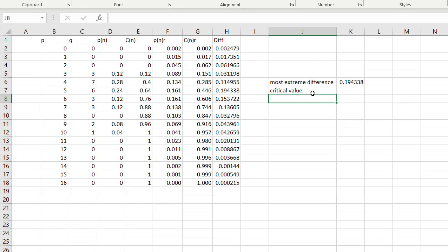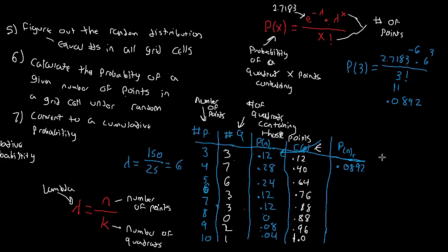This critical value is going to be calculated based on two things. And I'm going to pop back over to our paint here and talk about this equation. So what we've done up to this point is we've calculated our cumulative probability for the random distribution. Just to keep our list going here, I'm going to give ourselves a little bit more space.